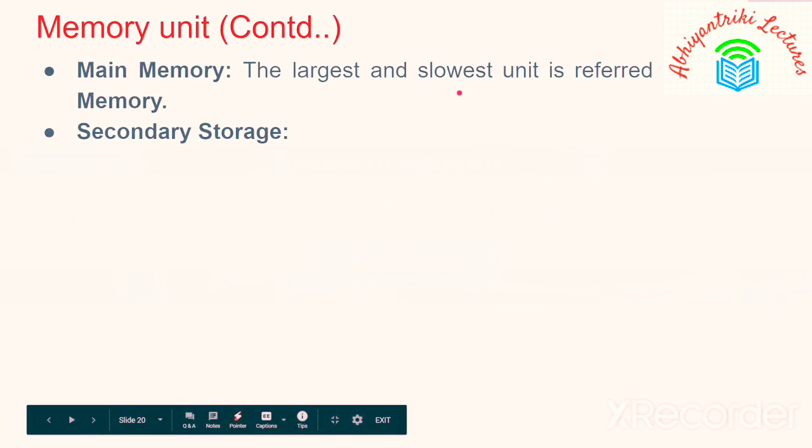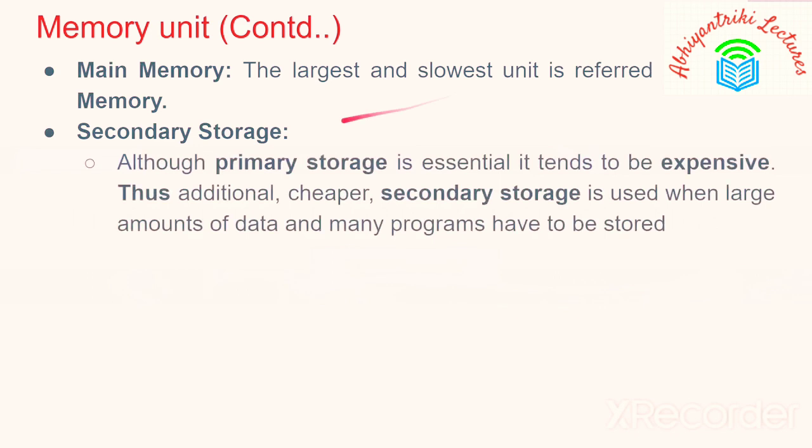Secondary storage: although primary storage is essential, it tends to be expensive. Primary storage, or random access memory, is very expensive. That is the reason we go for secondary storage, which is used when large amounts of data and many programs have to be stored. For example, a 1 GB or 2 GB video cannot be stored in RAM, so we make use of secondary storage.